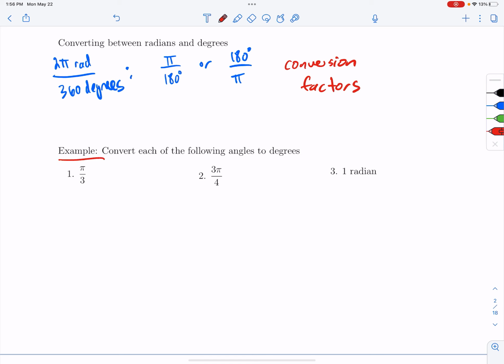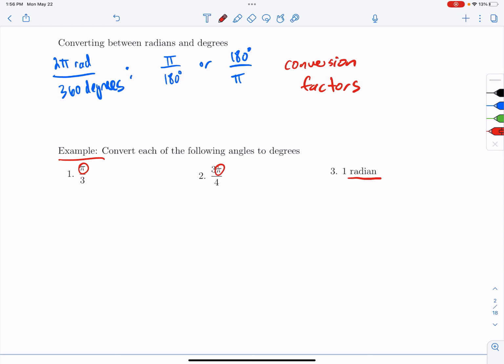So in this example, convert each of the following angles to degrees. All of these are in radians. Anytime we have something with pi, that implies that the measurement is in radians. We say that radians is a unitless measure. In other words, we don't write radians unless we need to, like this one, where it's not clear. But when we see pi, that indicates that the measurement is in radians.